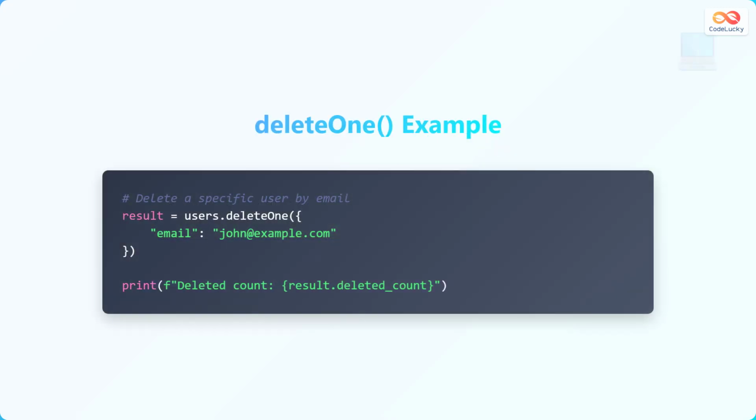Here's an example of how to use the deleteOne method in Python with PyMongo. First, a comment: delete a specific user by email. Then define result and set it equal to users.deleteOne. The filter is that the email is john@example.com. Then print the deleted count from the result. This code snippet demonstrates how to delete a user with a specific email address from the users collection and prints the number of deleted documents.